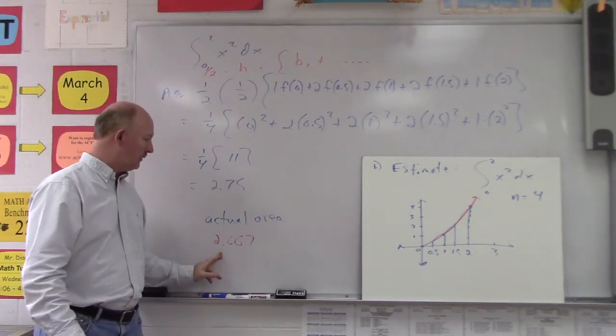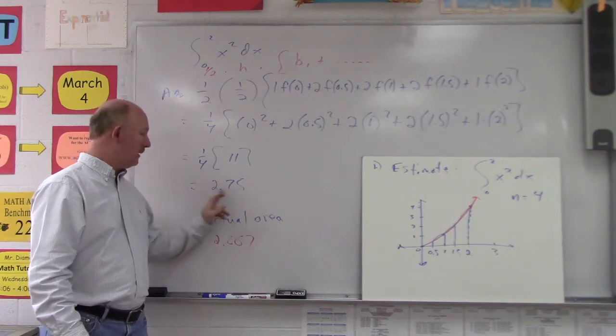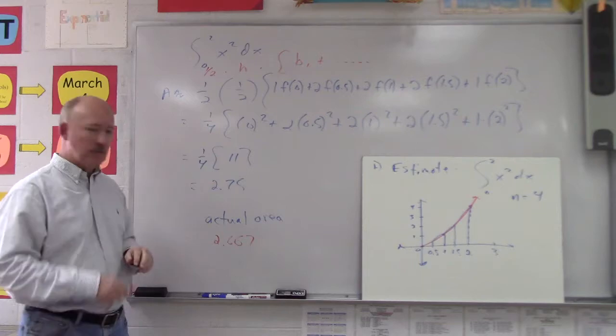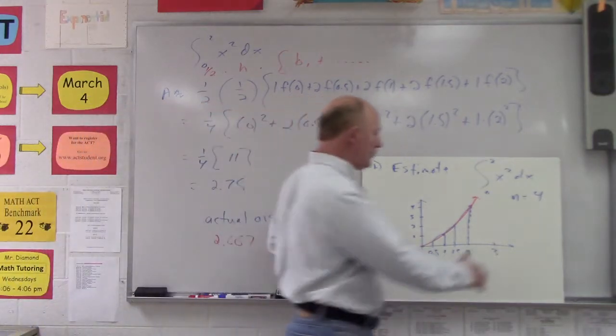So 2.667 is the actual area. For our estimate, we got 2.75. So you can see, actually, pretty close. So fairly close. Okay, let's try example number 2.